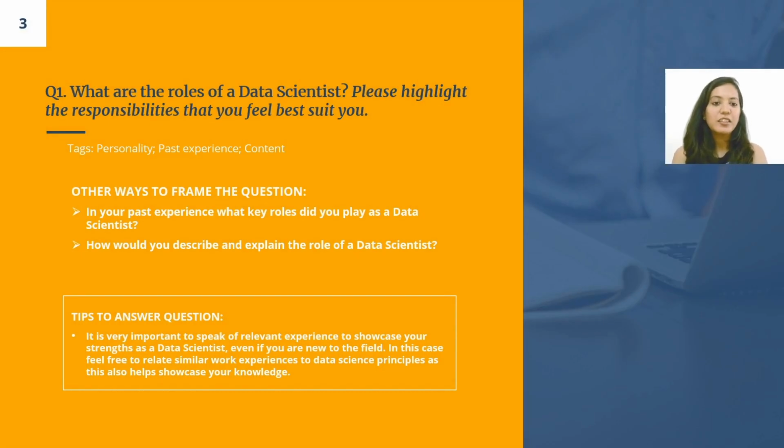First one, before I get into the question, I just want to explain the format of how I'll be taking you through each question. As I've already explained, there will be tags associated with each question so you can understand what type of question it is. Apart from that, I'm also putting other ways to frame the question. This will help you identify, when the same question is put across in different ways, you'll easily be able to identify and answer quickly.